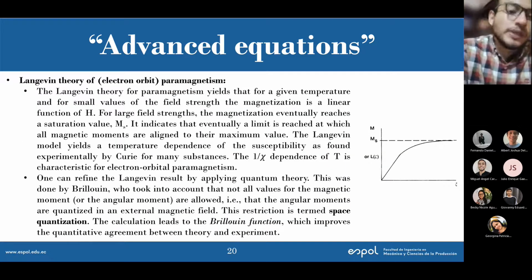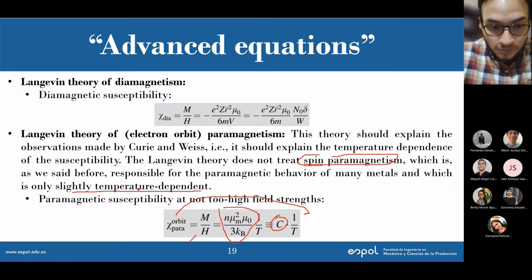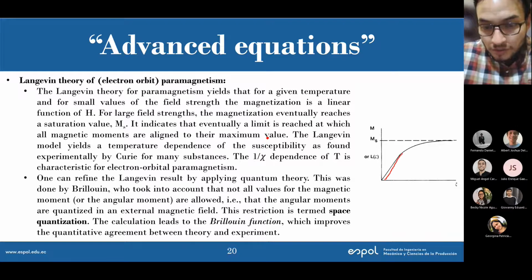Okay, so let's continue with this theory. Just looking at that equation, we can definitely see that for a given temperature and for small values of the field strength, the magnetization is a linear function of H. If we're given a temperature and we have a small value of the field strength, there will be a linear relationship between the magnetization and the field strength. Linear relationship, right?